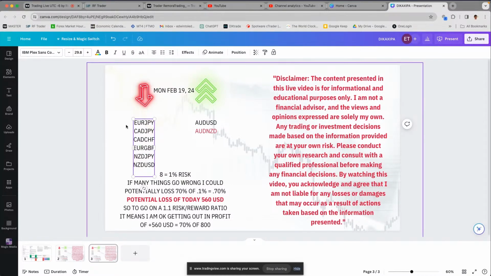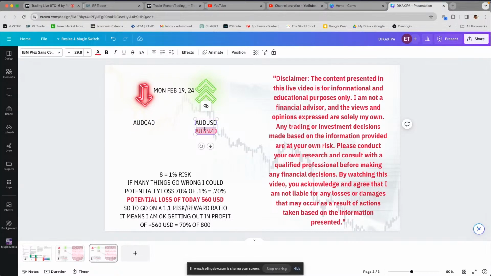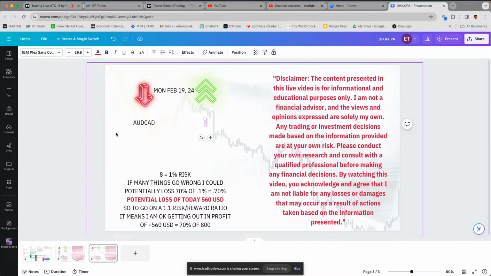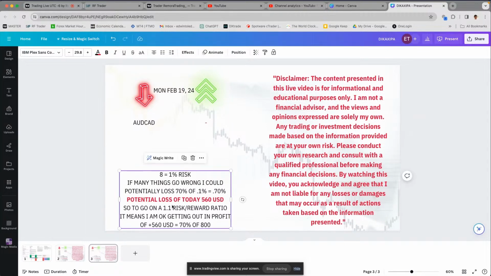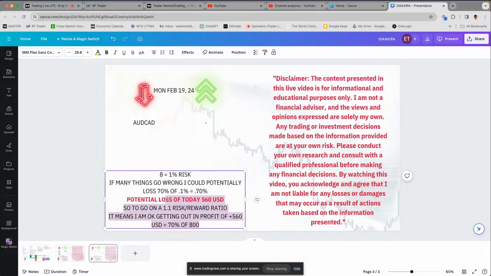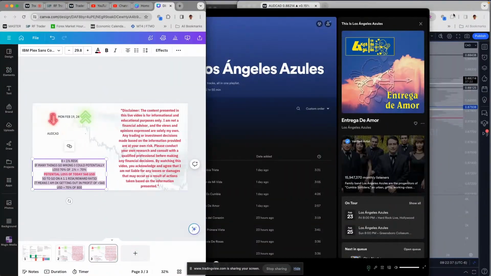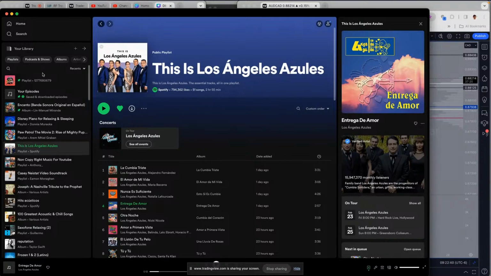So we just sold AUD CAD. We just sold AUD CAD. And of course, this is for the day before, but we will be adjusting this as we enter into more positions.